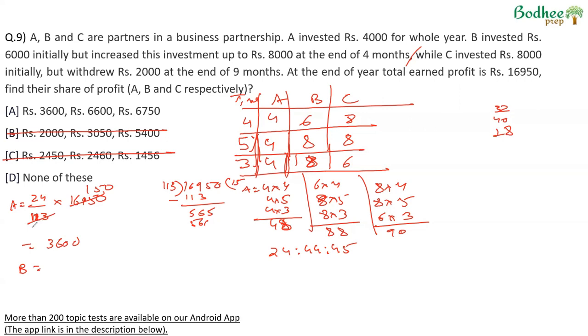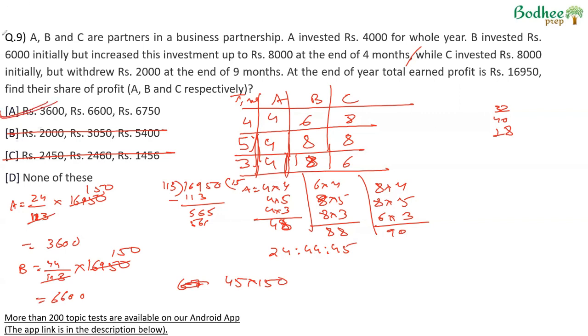B will get 44 upon 113 into 16950. This is 150 times. So 44 into 150, it will be 4400 plus half of that, 2200, 6600. C will get 45 into 150, which will be, from the options we can see, 6750. Hence option A becomes the answer.